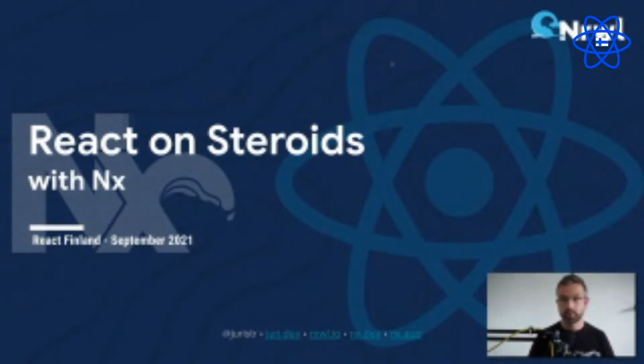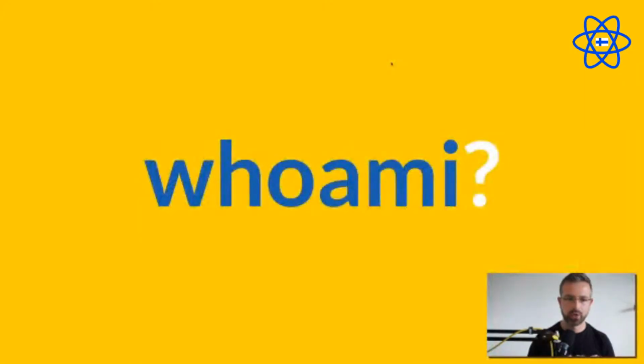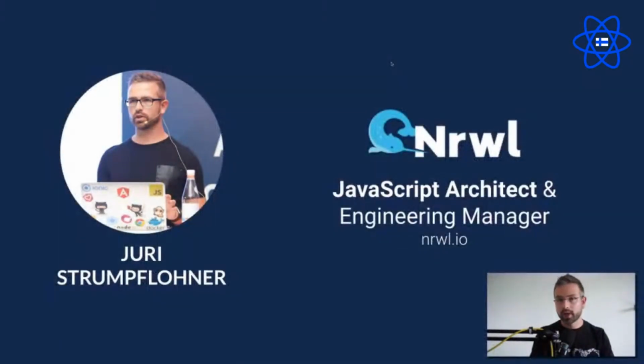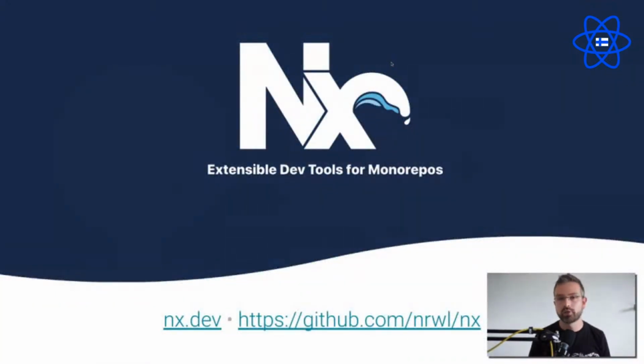I'm super excited to be here this year at React Finland. What I would like to talk about today is a bit about React in combination with NX. First of all, who am I? My name is Juri Strumpflohner. I'm a Google Developer Expert in web technologies, also an instructor at Egghead and Cypress ambassador. Right now I work at Nrwl as a JavaScript architect and engineering manager. As part of that, I'm also a member of the NX core team.